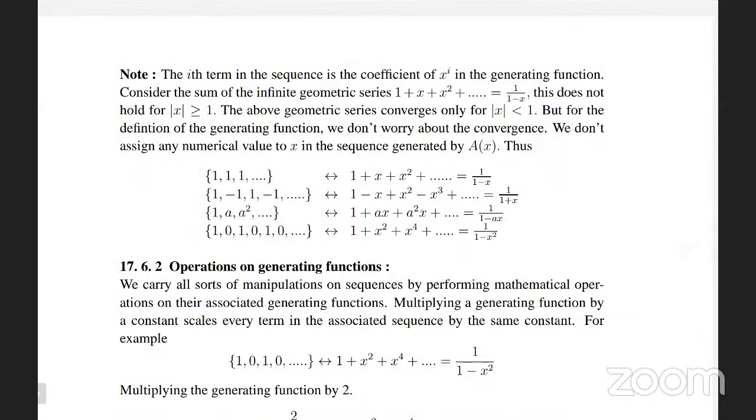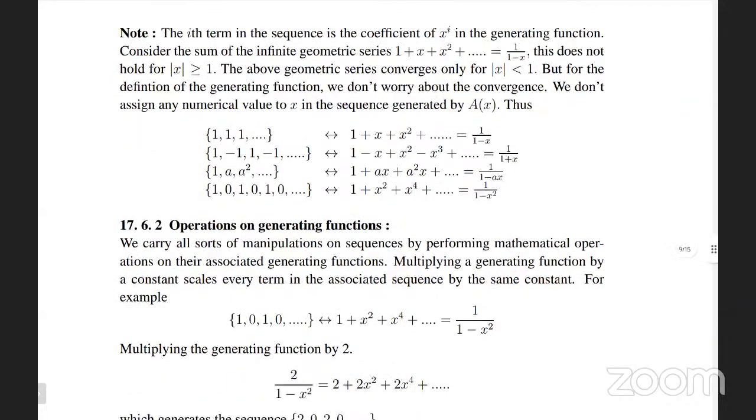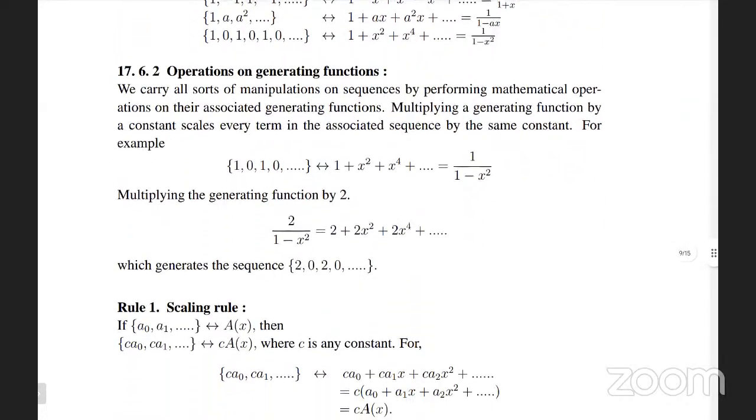Some of the expressions we can write: 1 plus x plus x squared plus so on equals 1 by 1 minus x. Similarly, 1 minus x plus x squared minus x cubed plus so on equals 1 by 1 plus x. Similarly, 1 plus ax plus a squared x squared plus so on equals 1 by 1 minus ax. And 1 plus x squared plus x to the power 4 plus so on, we can write as 1 by 1 minus x squared. These are all generating functions.